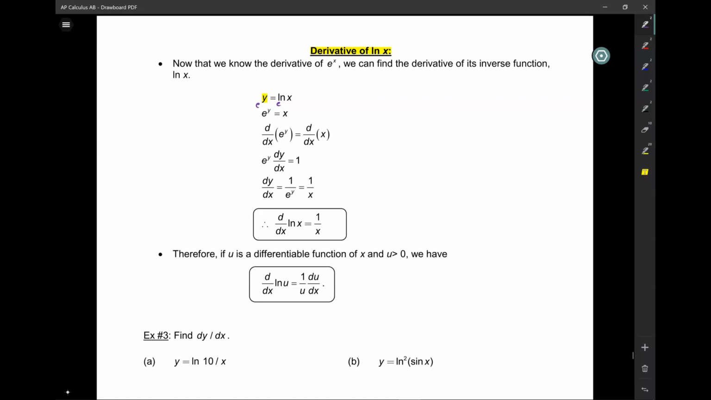So then what's dy dx? It's 1 over e to the y, right? If I just divide by e to the y on both sides. But now, what was e to the y from here? x. So the derivative of ln of x is 1 over x. Isn't that cute? You would never think to do that, but if you do, there it is. And it's all mathematically feasible, right? I mean, it's all mathematically correct. What you need to know is the derivative of ln of x is 1 over x, okay?